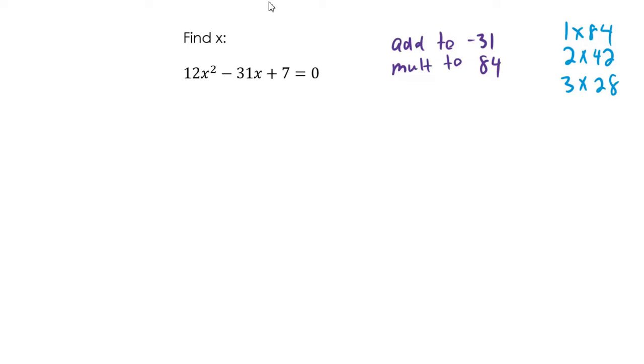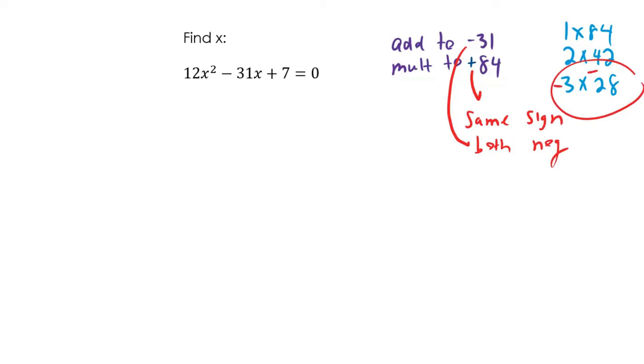Now let's deal with the signs. So they need to add to a negative and multiply to a positive. What kind of numbers multiply to a positive? Two numbers with the same sign, positive and positive, or negative and negative. What kind of numbers add to a negative when they have the same sign? That means that they're both negative. So now we have a little more of a clue of what needs to happen with our numbers. They need to both be negative. So we'll replace negative 3x and negative 28x and bring down everything else.